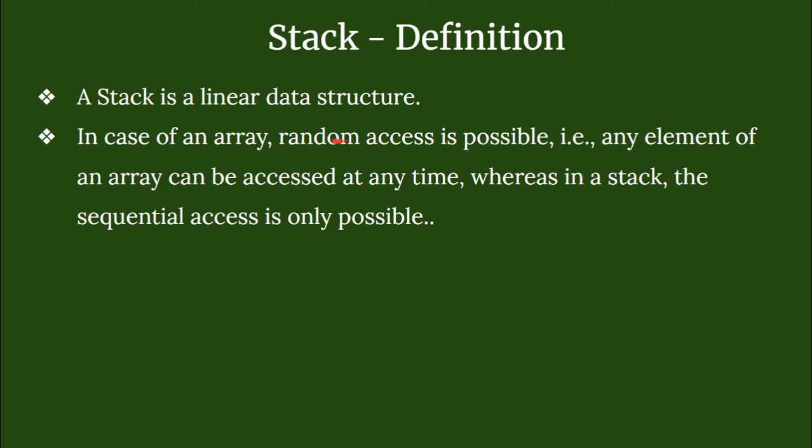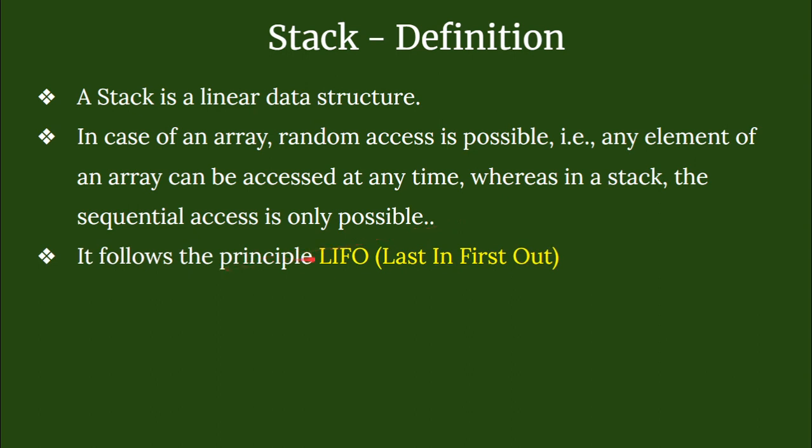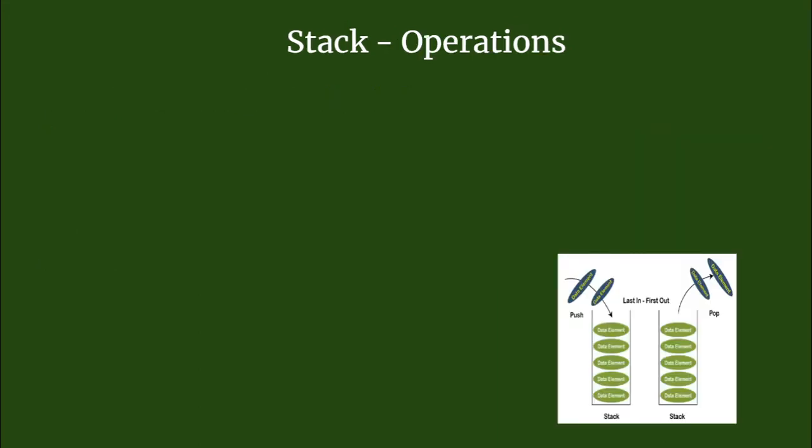What is random access? Suppose I want to take the 10th element, I can say A is equal to x of 10. So the 10th element of the array x will be stored into A. So we can choose any element from any part of the array, that is called random access, but that is not possible in a linear structure like a stack. It follows the principle LIFO, that is last in first out. Whatever data is put last is the data which can be taken first.